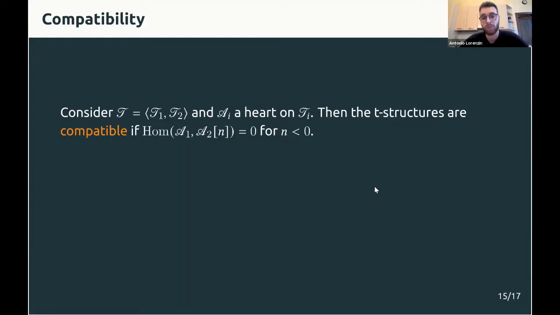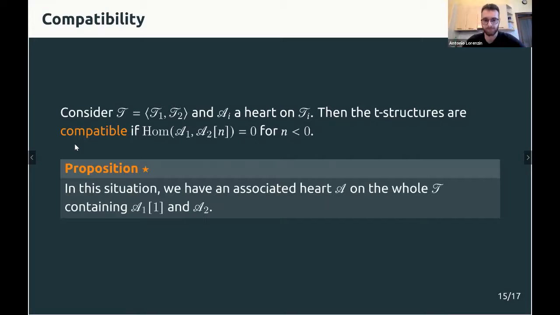And now the t-structures are called compatible if the first heart cannot go to the negative shift of the second heart. And the proposition, which you may expect, is that in this situation we have an associated heart A on the whole T, and this contains both A1 shifted by 1 and A2. And maybe some of you are wondering if it is possible to change this shift or delete it. Well, this is not possible, because if you try to do this, you end up requiring just too much, and so it's better to have this shift and try to deal with this without changing it.